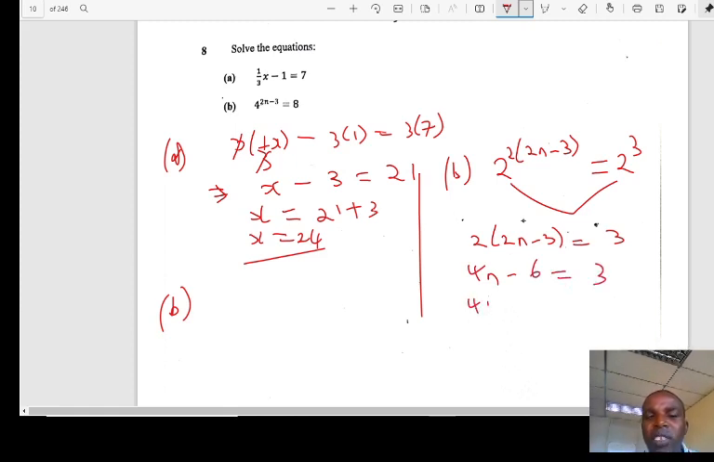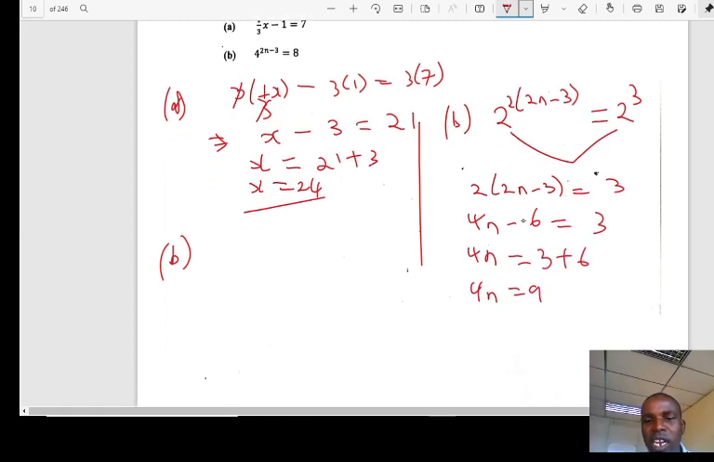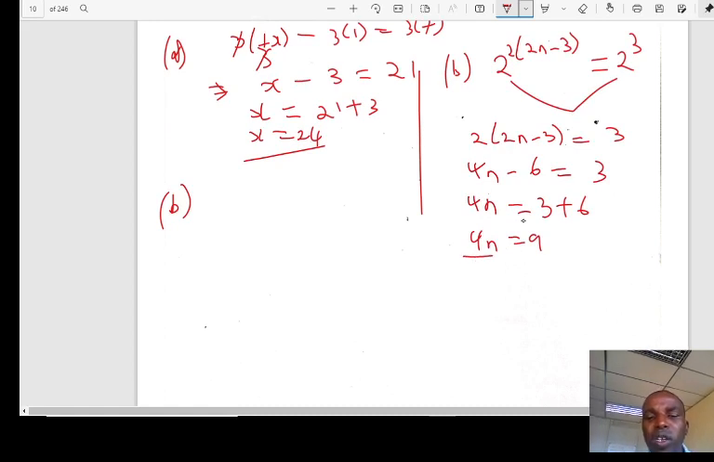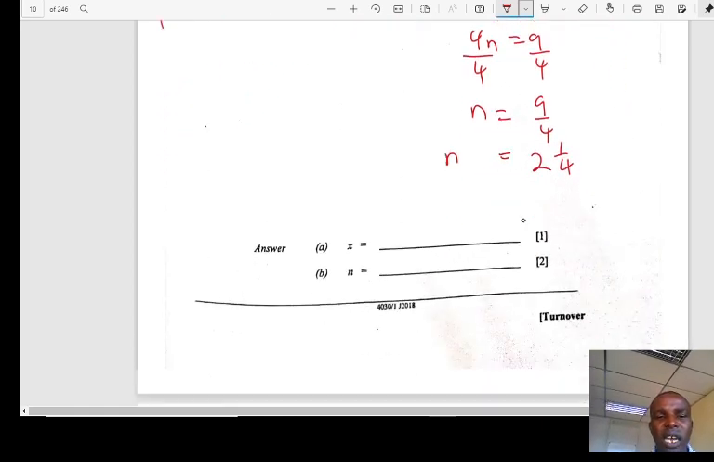Then collect like terms. 4n is equal to 3 plus 6, so 4n is equal to 9. Then divide by 4, number with a letter. You get n is equal to 9 over 4. You can simplify it to n is equal to 2 and a quarter. Then you are done.